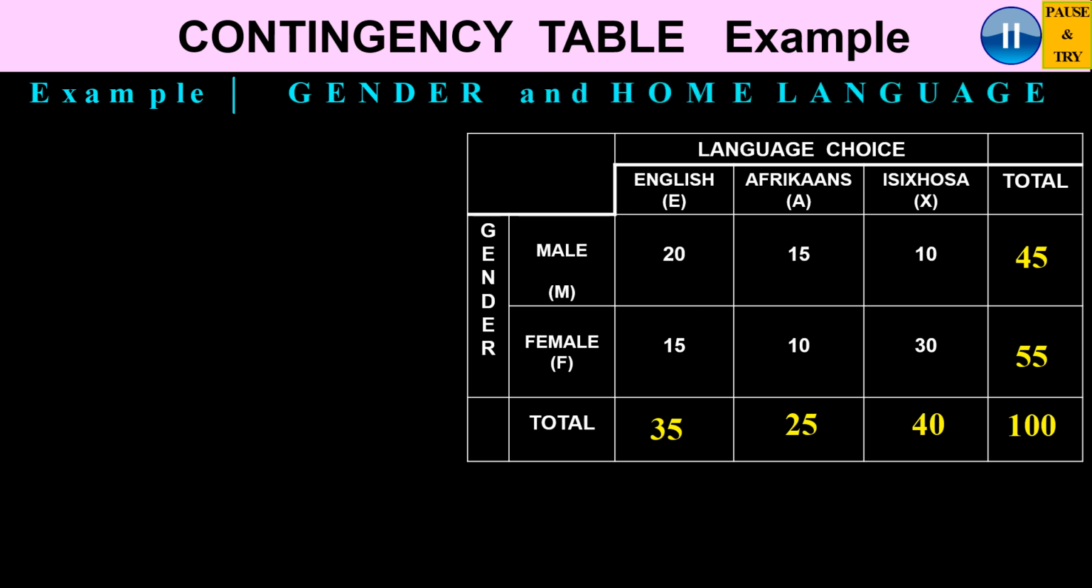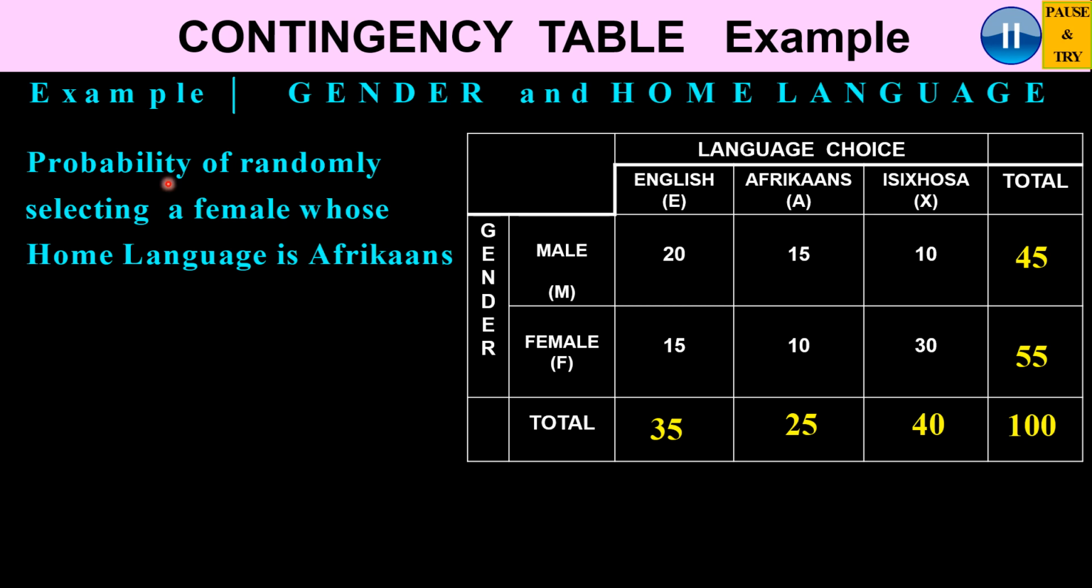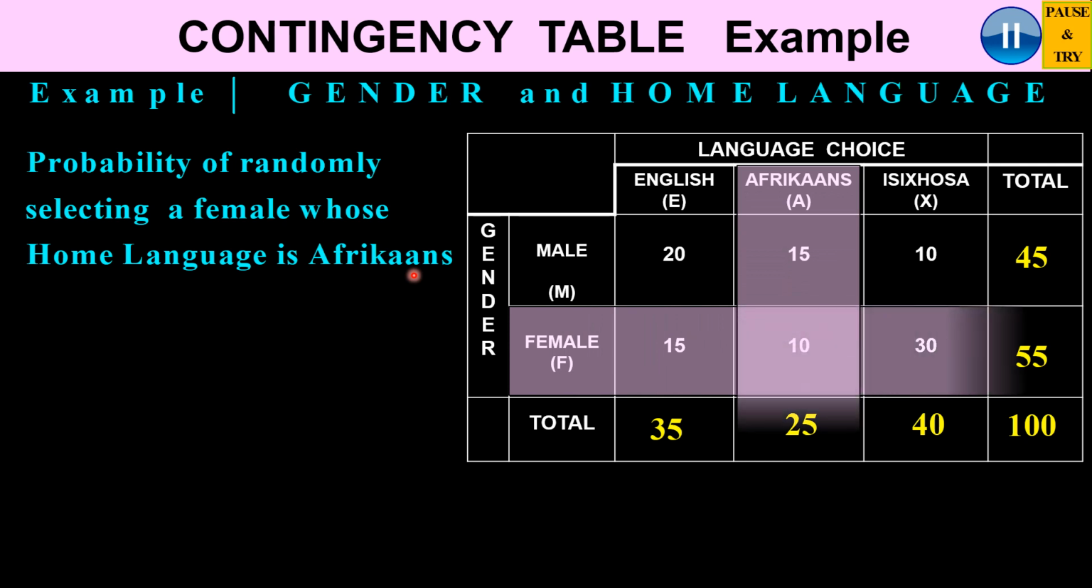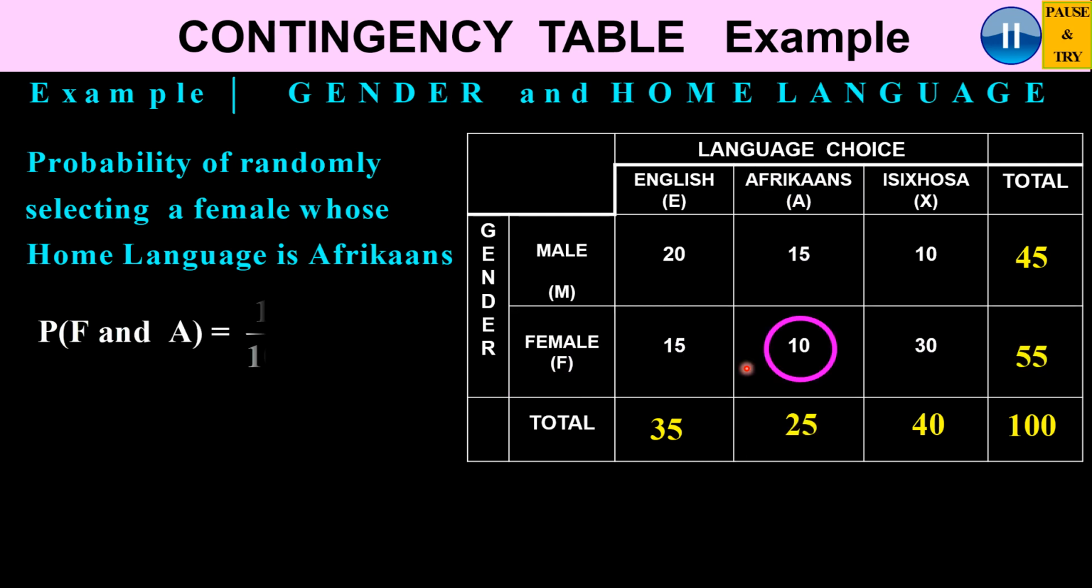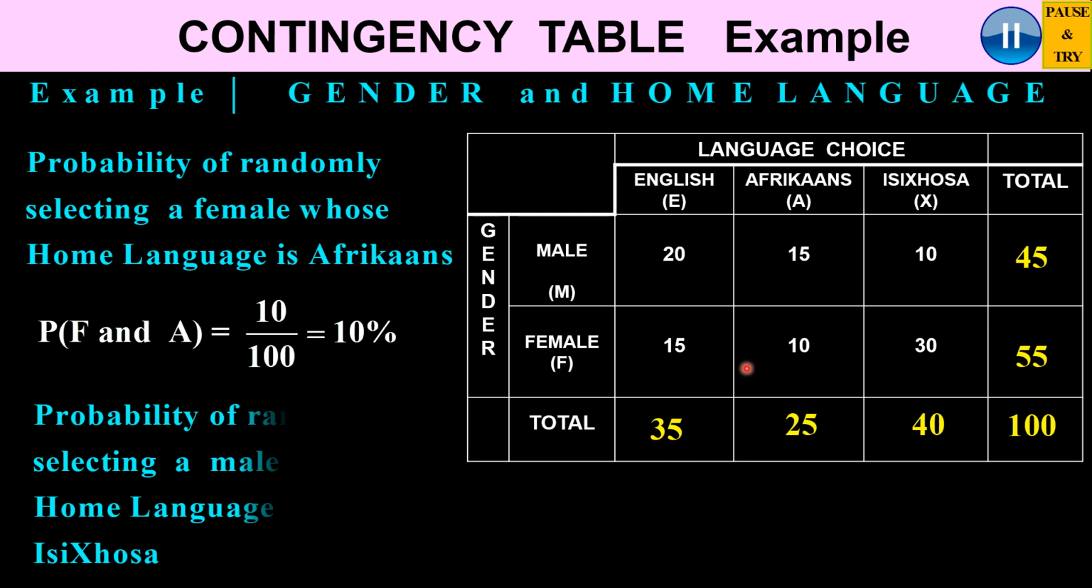We use the same completed contingency table, and let's look at this example now. We want the probability of randomly selecting a female whose home language is Afrikaans. So it's female and the language is Afrikaans. There's female and Afrikaans, and you see they overlap. So there are actually 10 people who are female and whose home language is Afrikaans. So the probability of that is 10 over 100, which is just 10%.